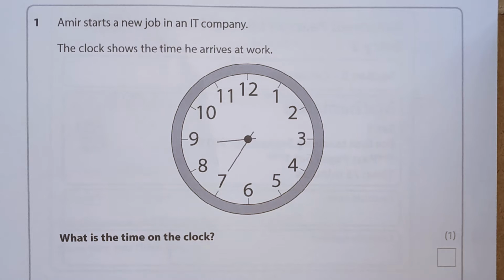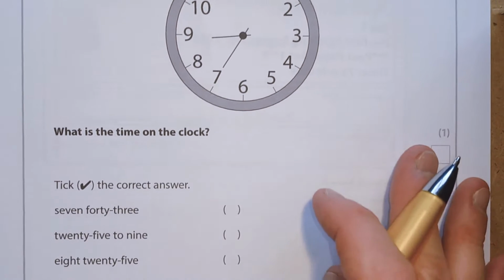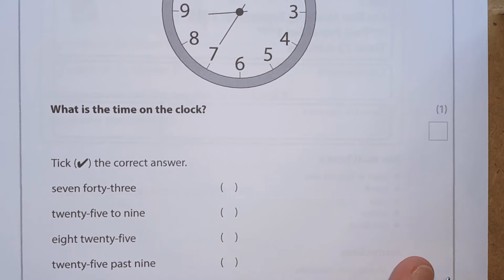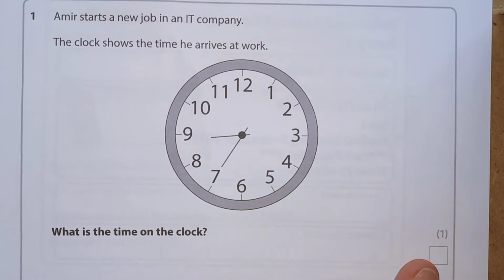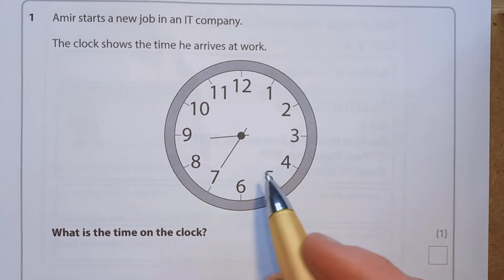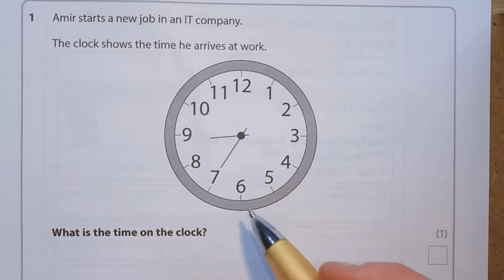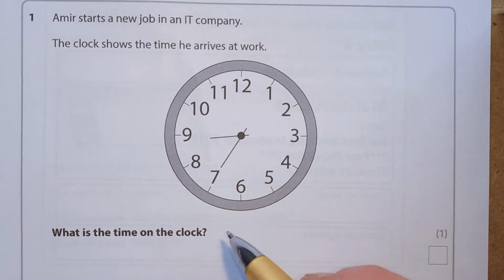Right. Okay, question 1. Amir starts a new job in an IT company. The clock shows the time he arrives at work. What is the time on the clock? Okay, and we've got 4 times to choose from here. So let's have a look. Let's try and work out the time first of all.